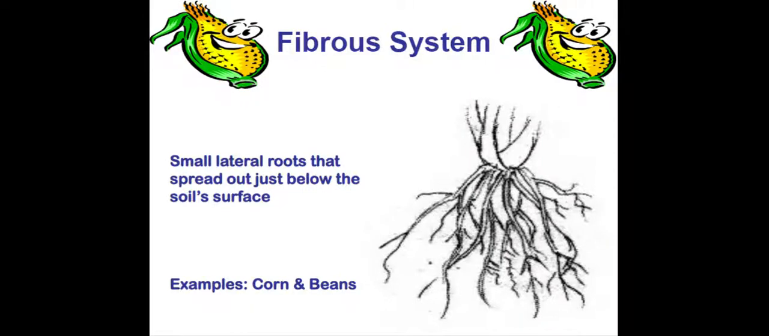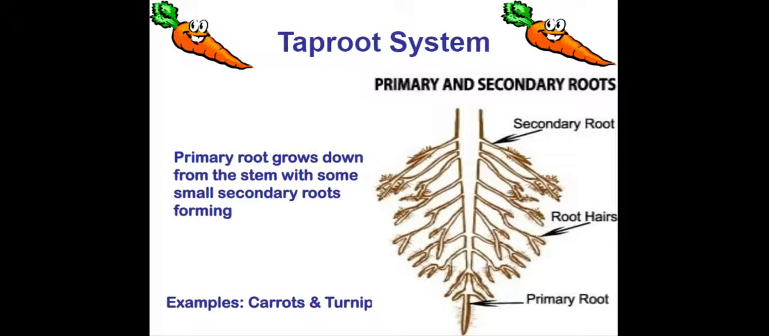It goes in every direction it can in order to absorb the soil's nutrients and water that's on the top of the surface. So taproot systems, great for finding nutrients and water deep down in the soil.